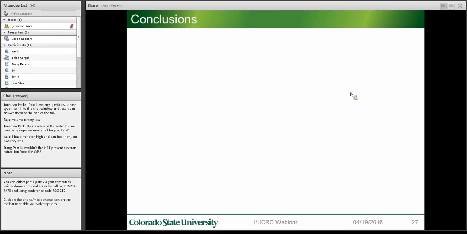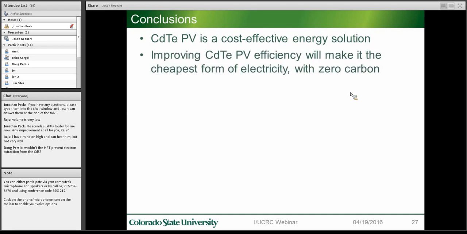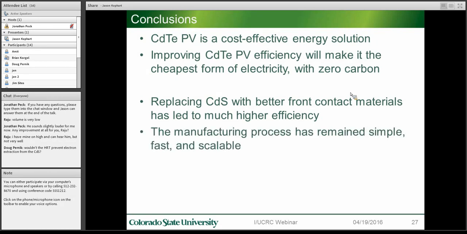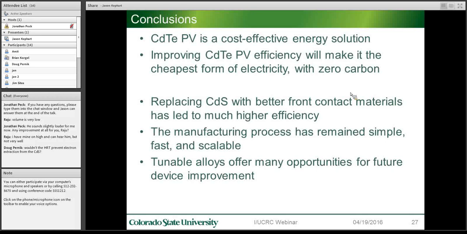So I'd like to conclude today's presentation by saying that cadmium telluride photovoltaics are currently a cost-effective energy solution. So anything we can do to improve the efficiency while maintaining the scalability of this technology could make it the cheapest form of electricity, period, with no carbon pollution. On the research that I've done, replacing cadmium sulfide with a better front contact can really improve the efficiency quite a lot. The manufacturing process has stayed simple, and other approaches to using tunable alloys could offer further improvements in device efficiency.